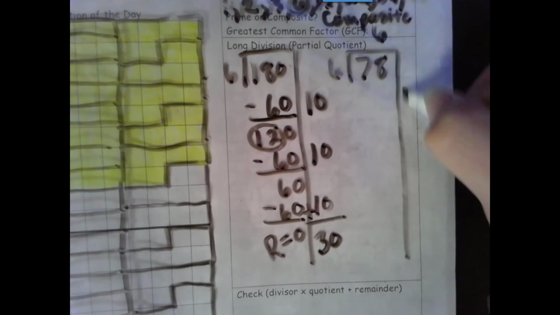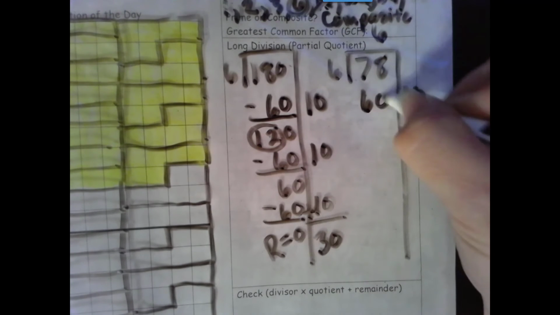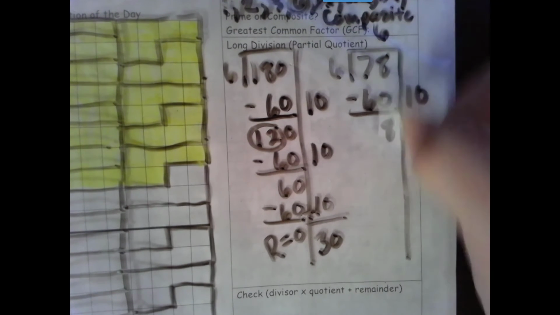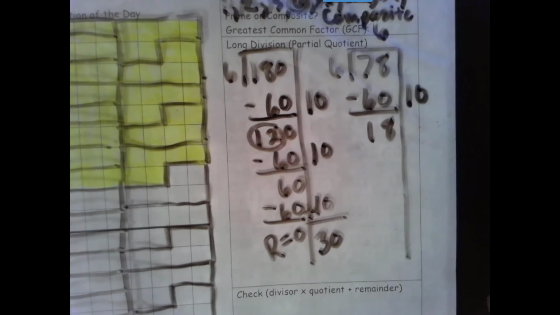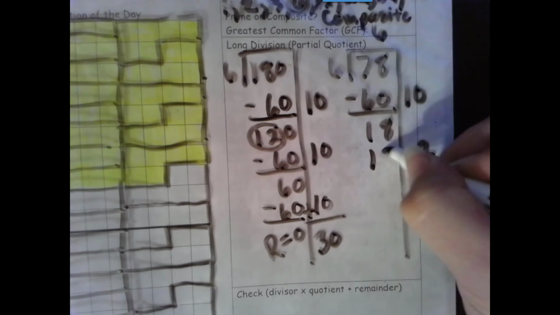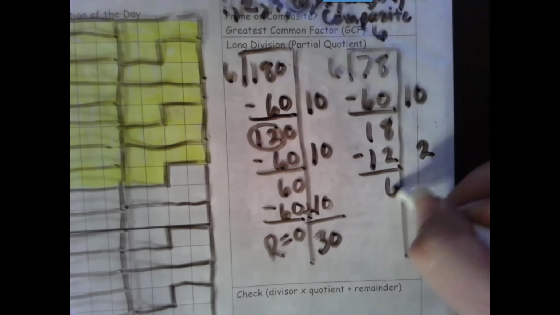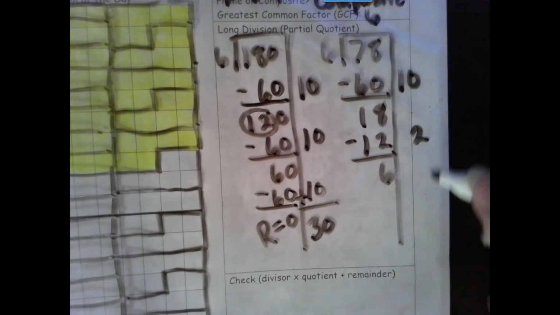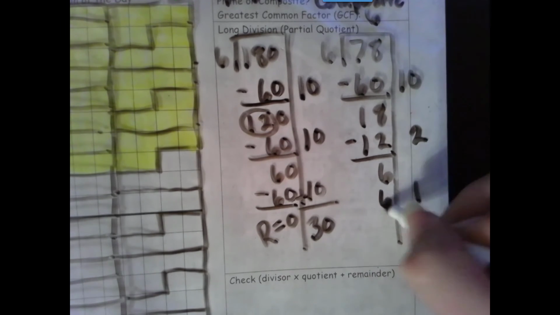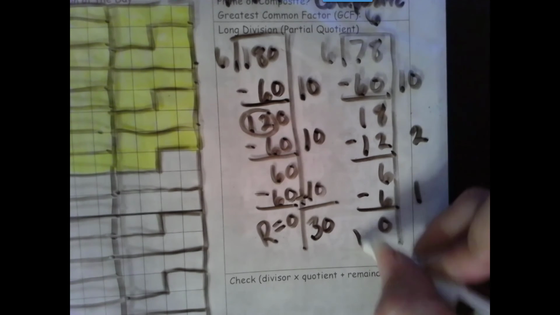Here, 10 times 6 is 60. More on top, no need to stop. Let's see, 2 times 6 is 12. More on top, no need to stop. Numbers the same, 0 is the game. 1 times 6 is 6. Numbers the same, 0 is the game.